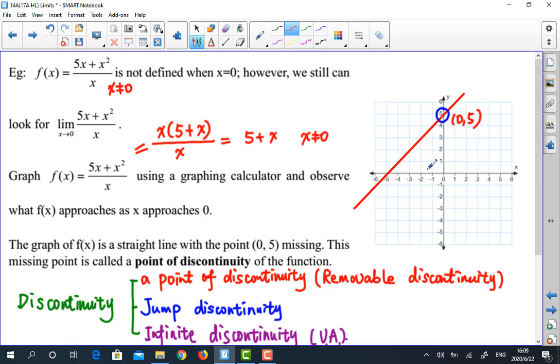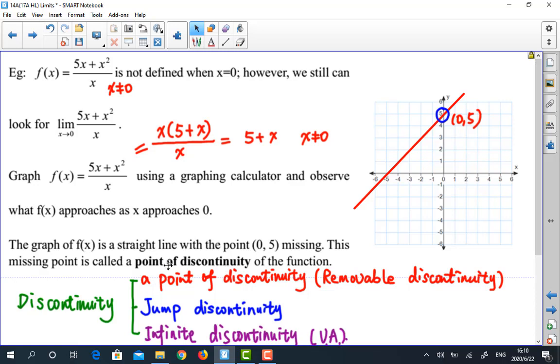When x is approaching 0, you can see the y is approaching 5. X also can approach 0 on the other side, and the y value you look at here is also approaching 5, even though y cannot be equal to 5. Remember, the graph of this rational function is a straight line with this point missing. And this is also a very good example for a discontinuity.